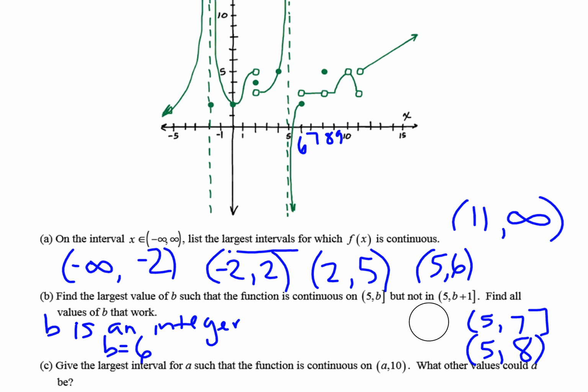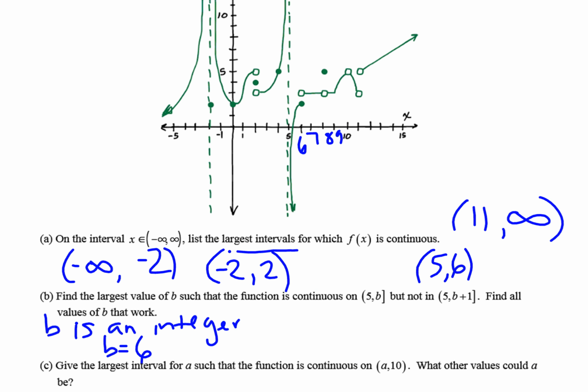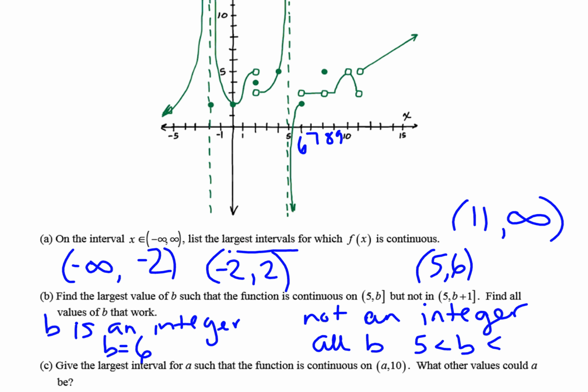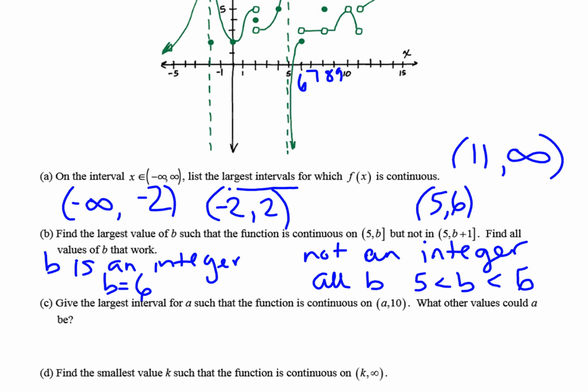And then if b is not an integer, it wasn't specified, then it would be any of the values. We could say all b in between 5 and 6. You're going to see this kind of problem a lot.